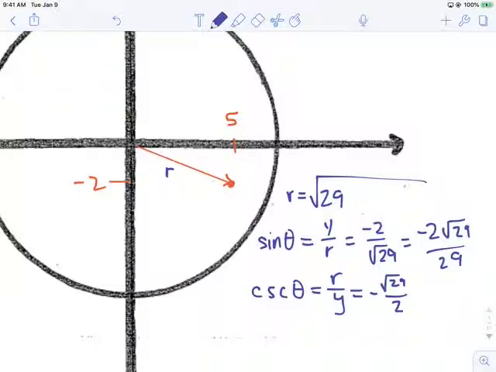Okay. All it is find what the radius is, and then remember how these are defined. Sine is y over r. Cosine is, that's for you to tell me, cosine is x over r. Tangent is y over x. Cosecant, secant, and cotangent, those are just reciprocals. Yes?